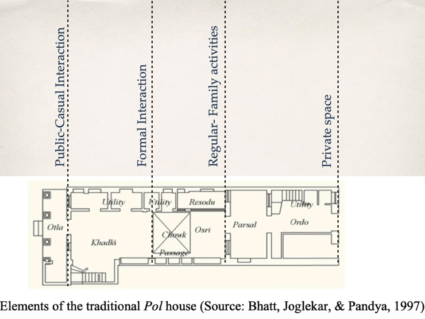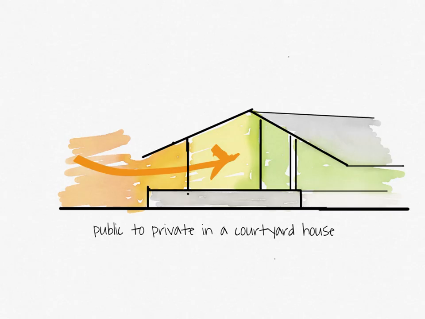Within a house, the otla or veranda is a transition space between the street and the house, serving as a platform for casual interactions. The khadki or baitak is the formal social space. The chowk or the courtyard forms the activity hub within the house. Osri, a semi-open family space, accommodates spillover activities from the courtyard and the adjacent kitchen. Parsal is the first truly private room of the house, accessible only to members of the family, and the ordo or the bedroom is the innermost space of the house.